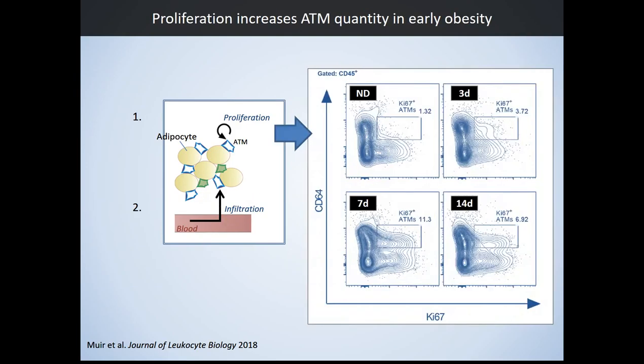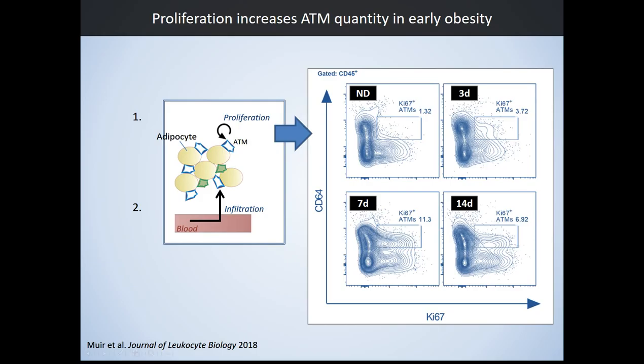When we look at proliferation, we can look at ATMs here on this axis by CD64 positive and look at Ki67, which is a marker of proliferation. We can see that, looking at this compartment here, the Ki67 positive ATMs increase over time with this high-fat diet time course. So 3 days, 7 days, 14 days, we can see a significant increase in these proliferating cells. So it seems like this proliferation is indeed a mechanism in this early adipose tissue expansion.